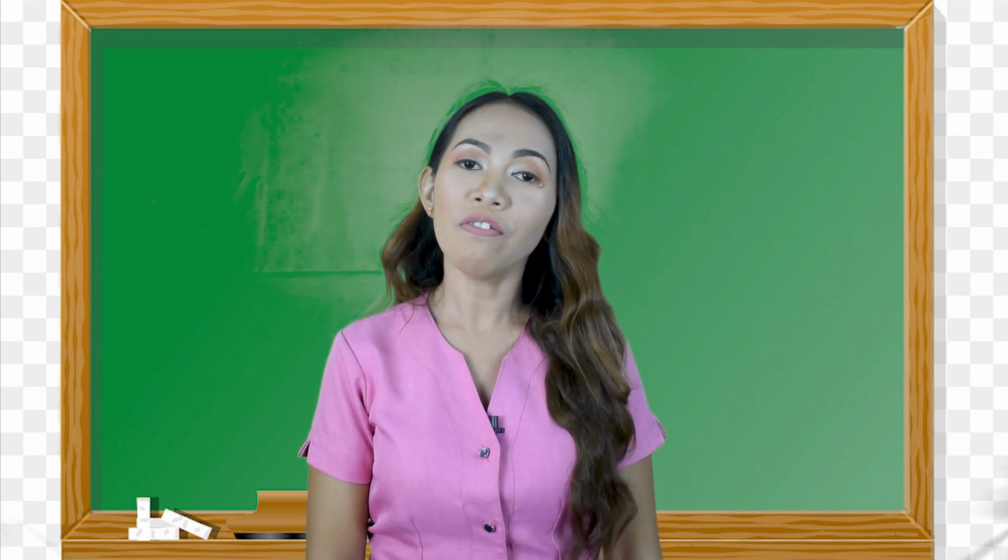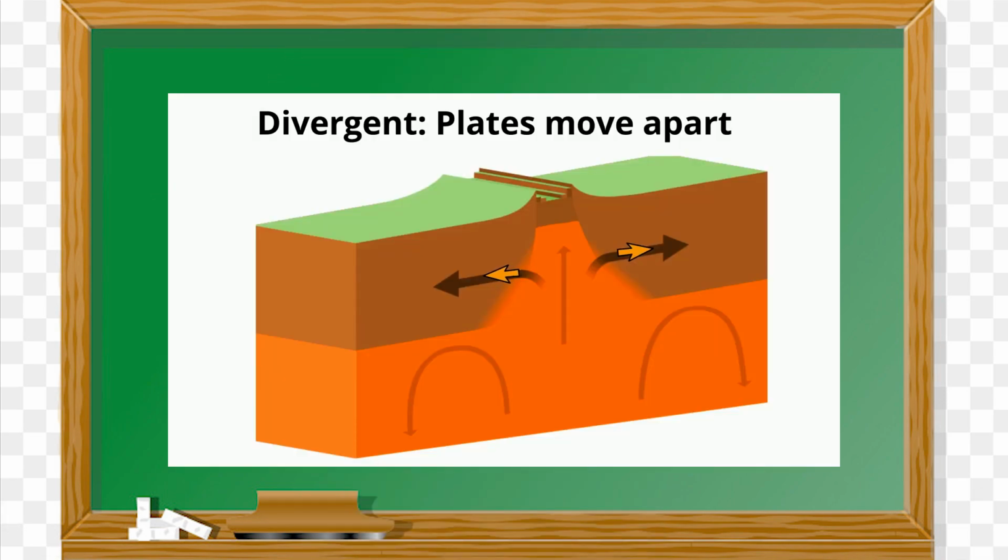tectonic plates move apart from each other, creating tension. Molten rock called magma rises from the Earth's mantle to the surface. The Earth's surface is cool enough to solidify the magma that rose, thus creating new oceanic crust or seafloor. A divergent boundary is also known as a constructive boundary.